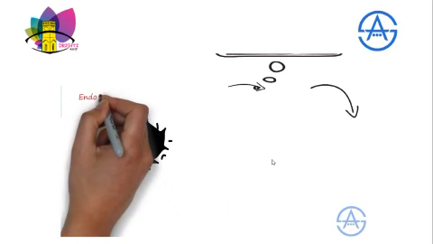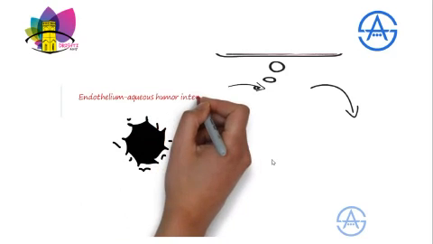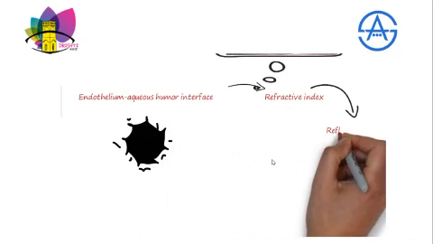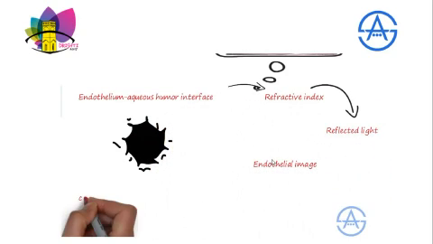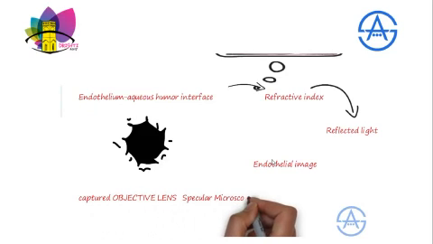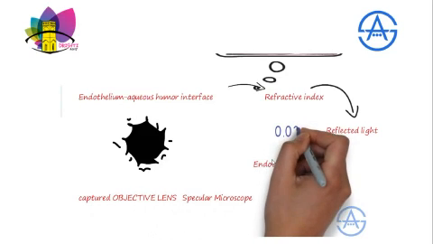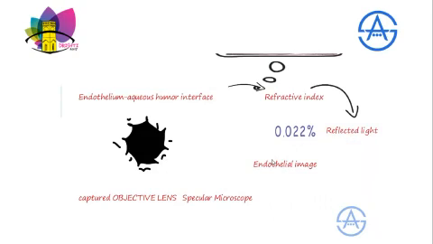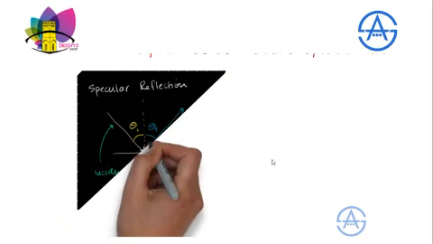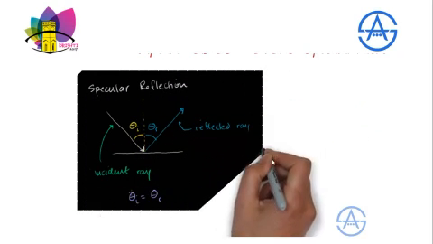So as far as the corneal endothelium is concerned, at the endothelial aqueous humor interface there is a big difference in their refractive indices, and some amount of light, that is around 0.022% of the light, is reflected from the corneal endothelial image. And this is the actual image that is captured by the objective lens of the specular microscope. So when we look back at the principle of specular reflection, we know that the angle of incidence is equal to the angle of reflected light.